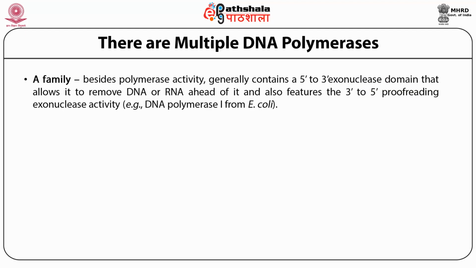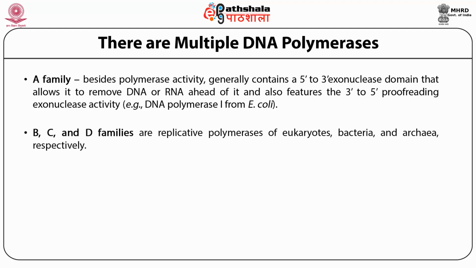A family. Besides polymerase activity, they generally contain a 5' to 3' exonuclease domain that allows it to remove DNA or RNA ahead of it, and also features the 3' to 5' proofreading exonuclease activity. The well-known example is DNA polymerase 1 from E. coli. The family B, C, and D are replicative polymerases of eukaryotes, bacteria, and archaea respectively.